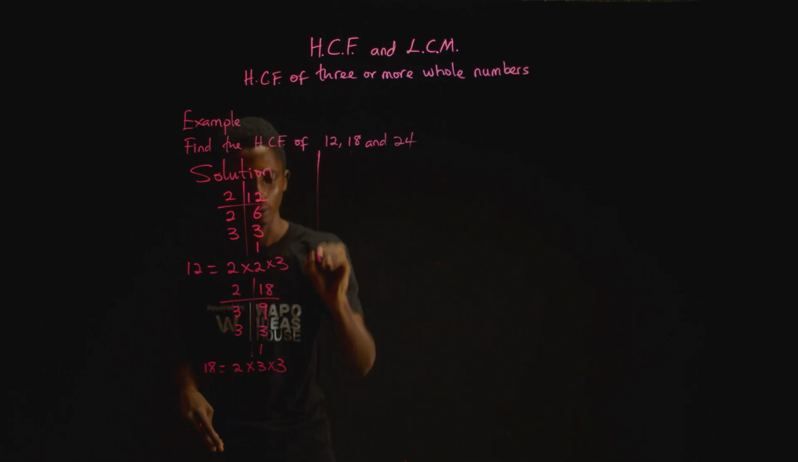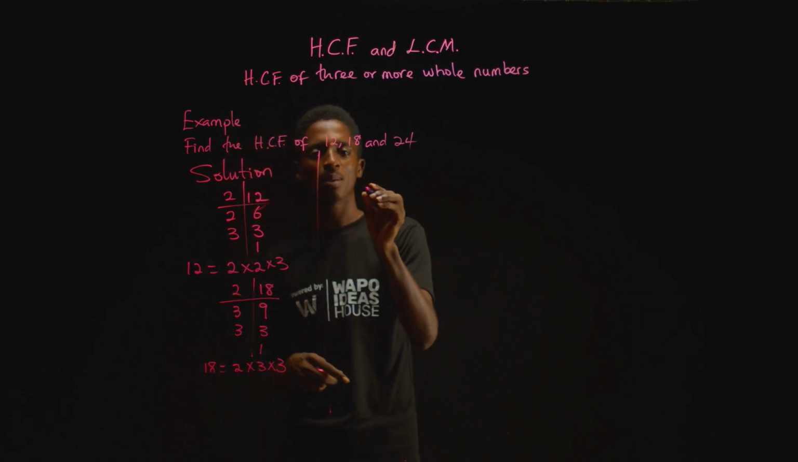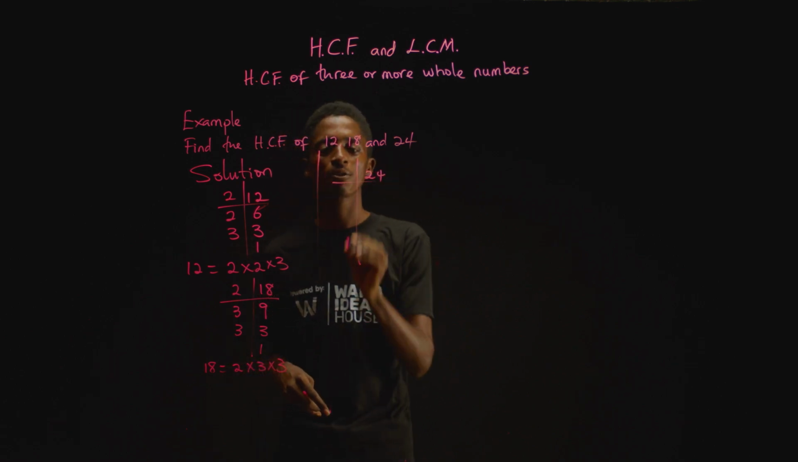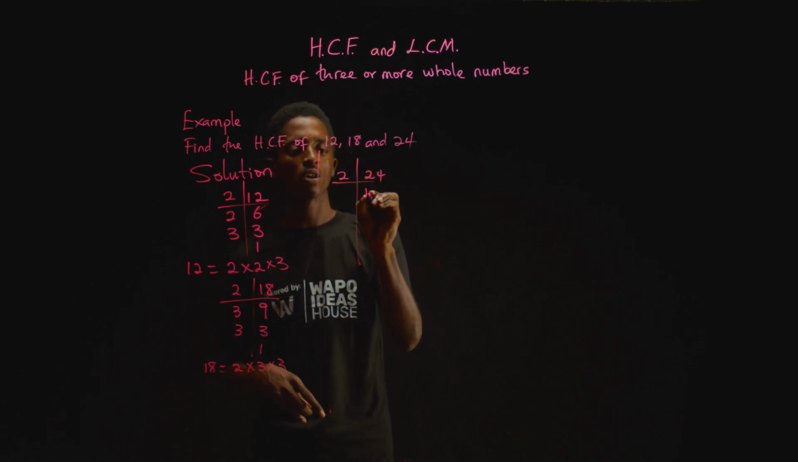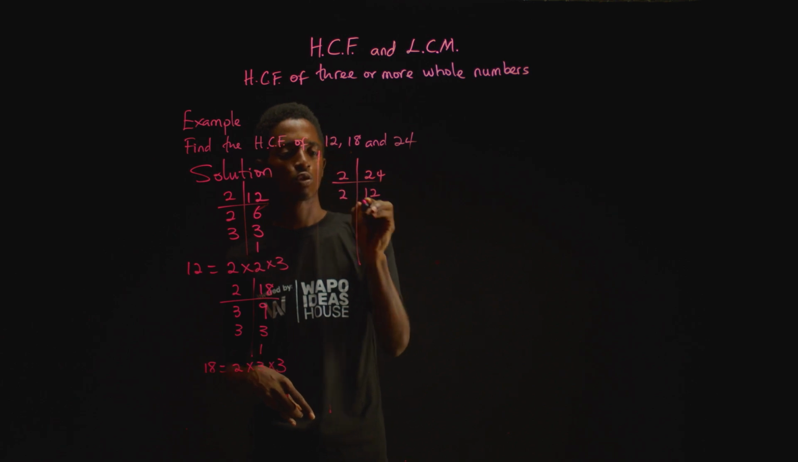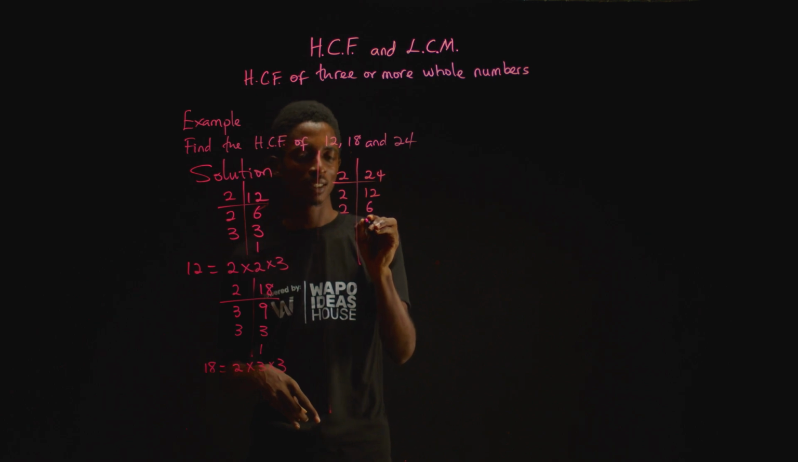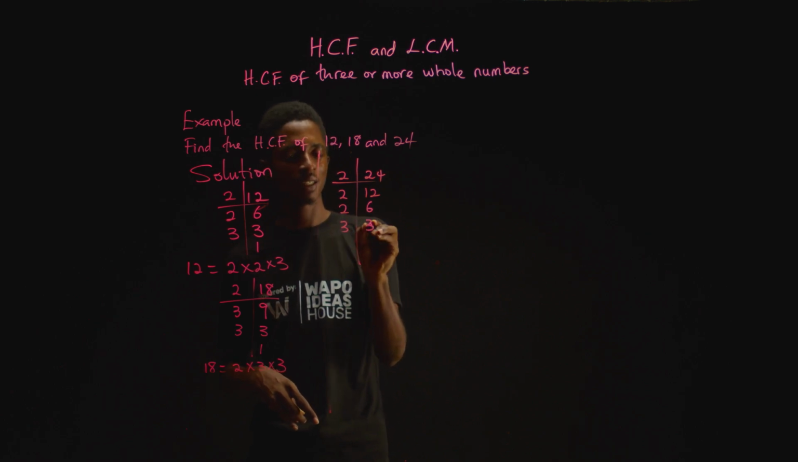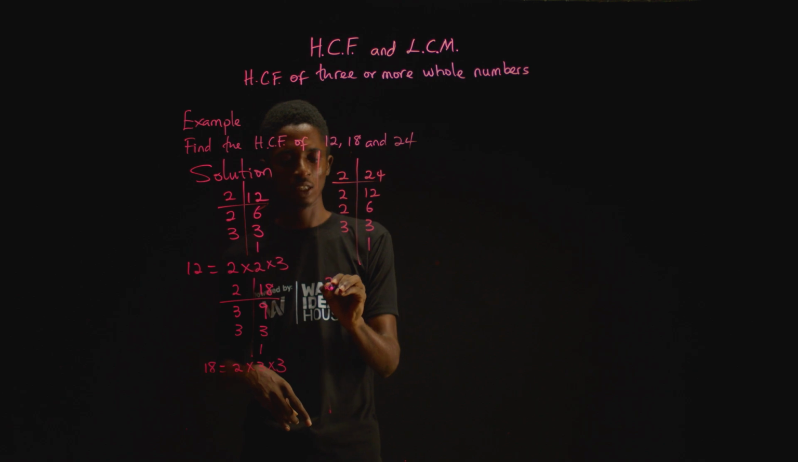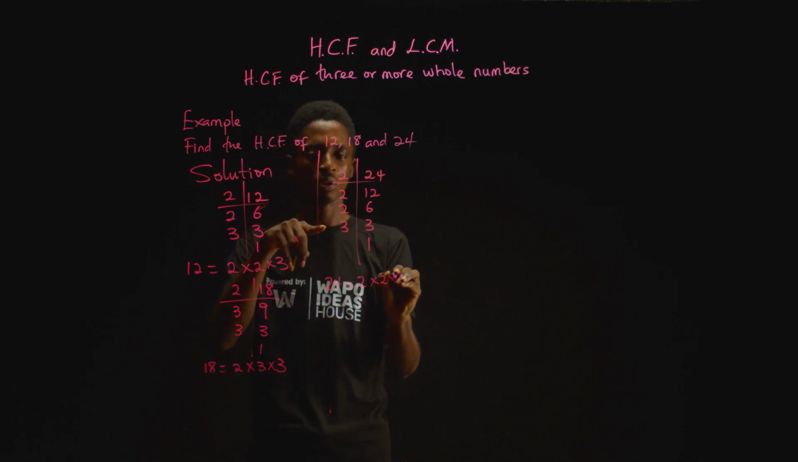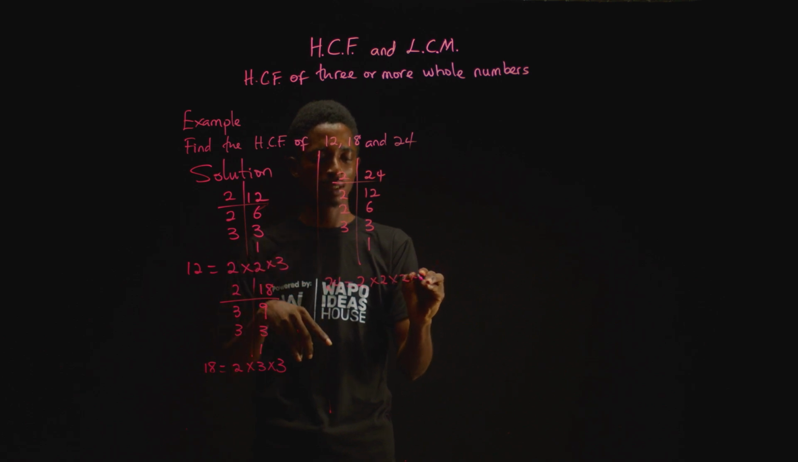Now, let's do the same for 24. For 24, 2 goes in 24 12 times, 2 in 12, 6, 2 in 6, 3, 3 in 3 once. That is 24 becomes 2 times 2 times 2 times 3.